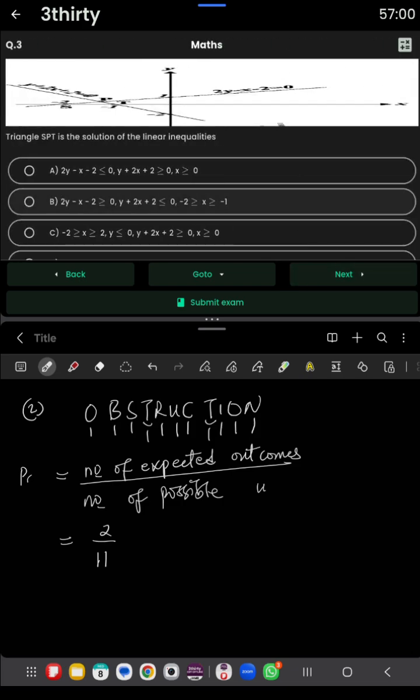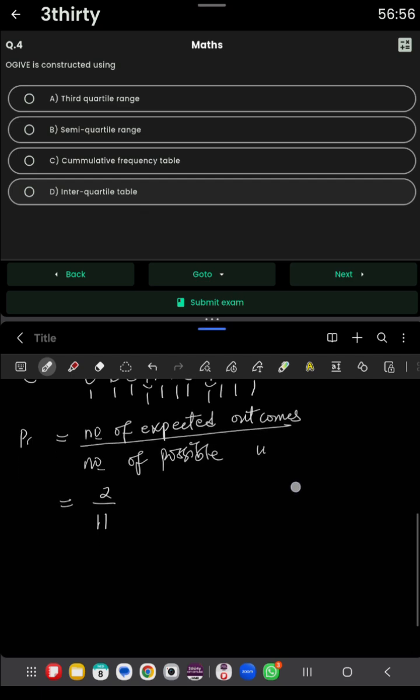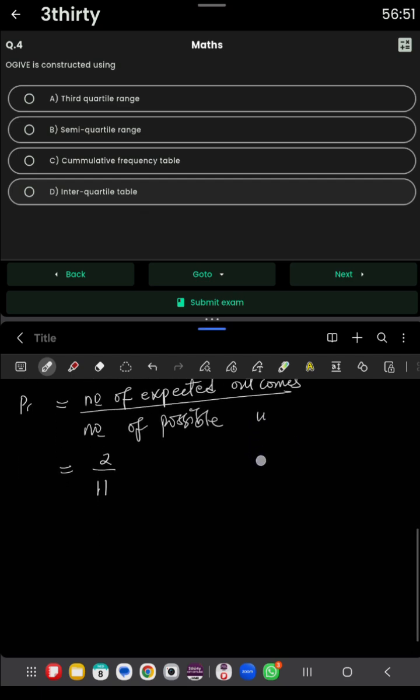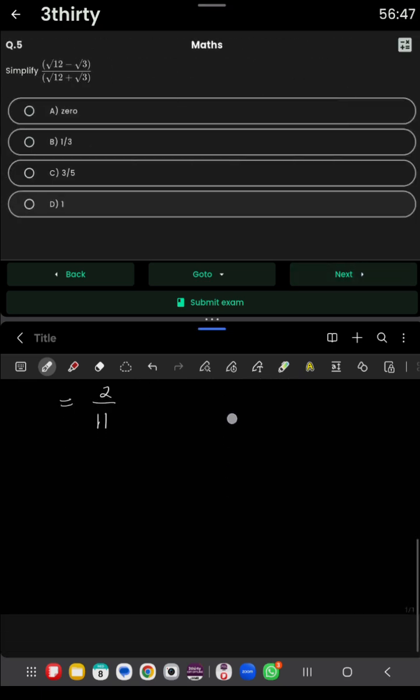Now this is not visible. I don't understand what they're doing, so I'm just going to skip this. An ogive is constructed using a cumulative frequency table. That's a cumulative frequency graph there. Now this is a short question.